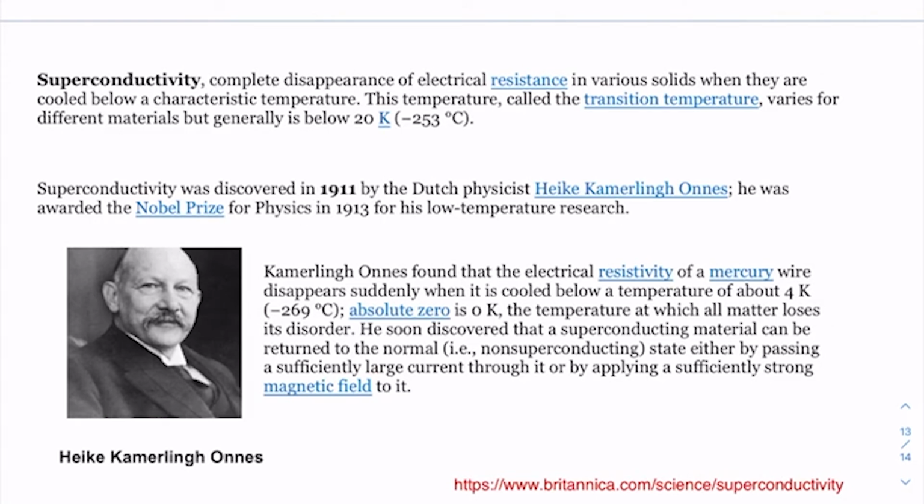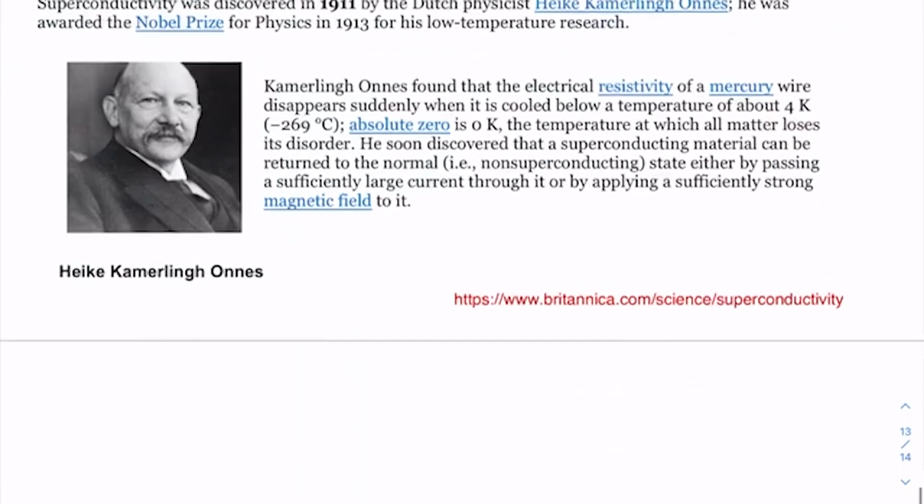And he also discovered that superconducting material can be returned to normal if you apply a sufficiently strong magnetic field, or a sufficiently large current through the material. So you can read about the basics of superconductivity in Wikipedia, or I have taken this from Britannica.com.